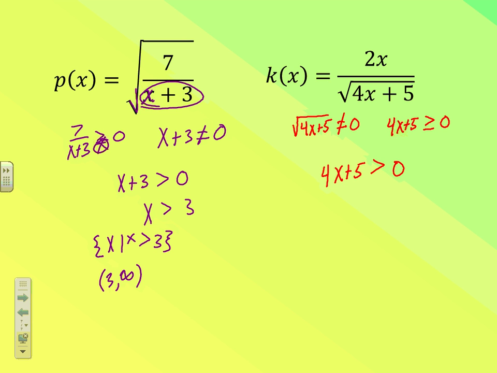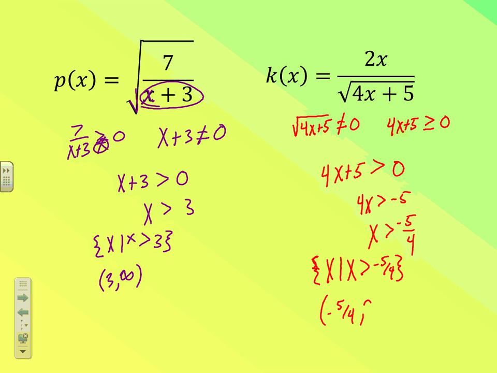and now solve for that. So move the 5 over, and I get 4x to be greater than negative 5, so x is greater than negative 5 over 4. And again, to write it out in set notation, we would simply say, curly bracket, x such that x must be greater than negative 5 over 4. And in interval notation, we would say from negative 5 over 4 up to positive infinity.